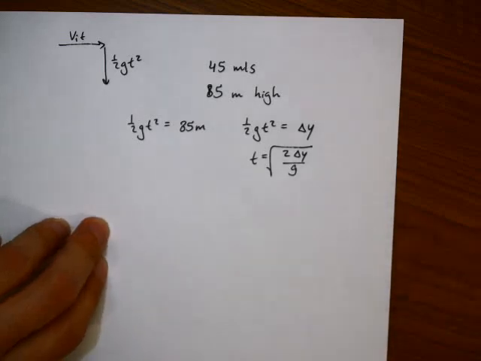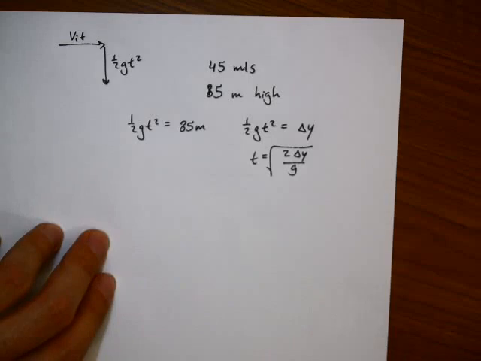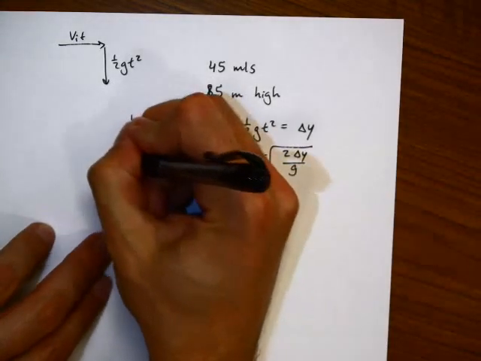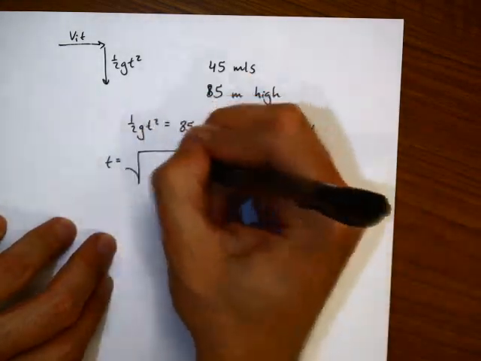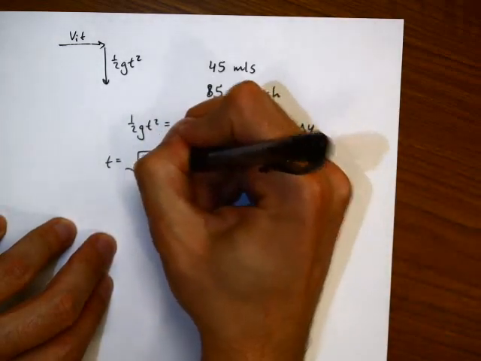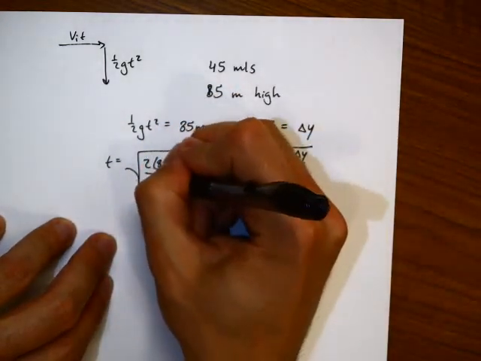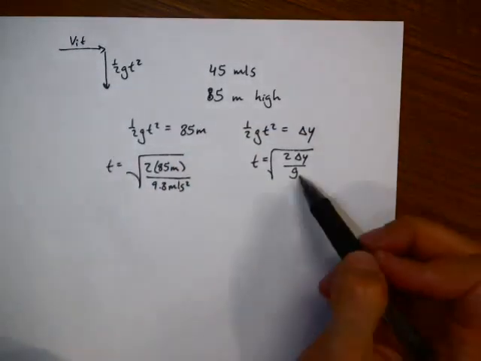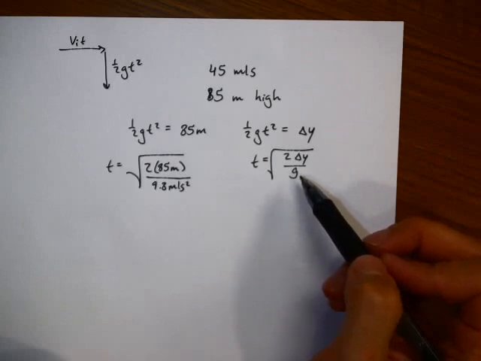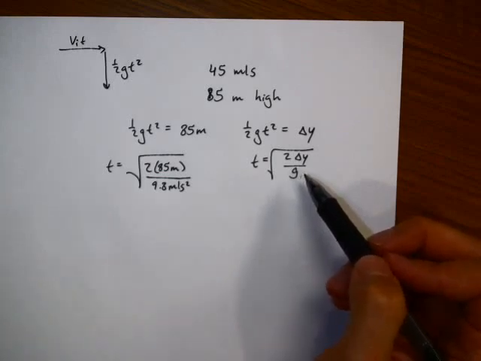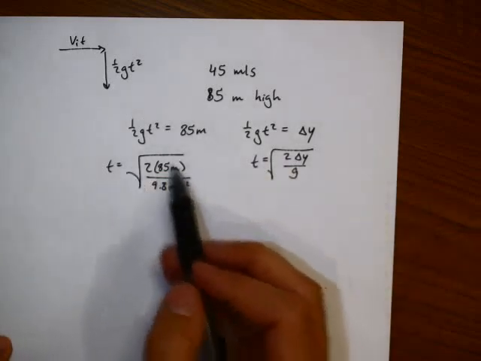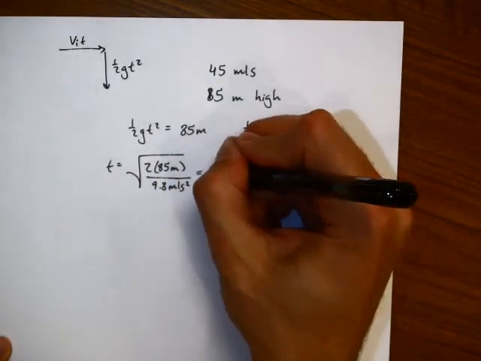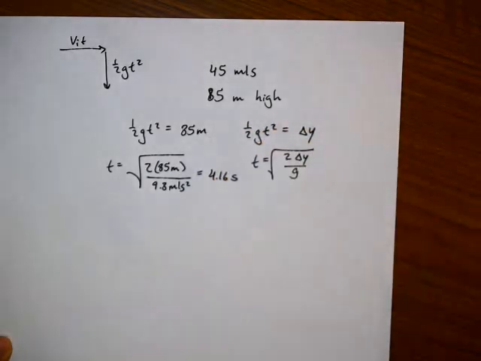So how long does it take this object to land or crash into the canyon below? It would be t equals the square root of 2 times 85 meters divided by 9.8 meters per second squared. Hopefully you recall that g is the acceleration due to gravity. On Earth, it's approximately 9.8 meters per second squared. Plug this into your calculator, you get the time is 4.16 seconds.